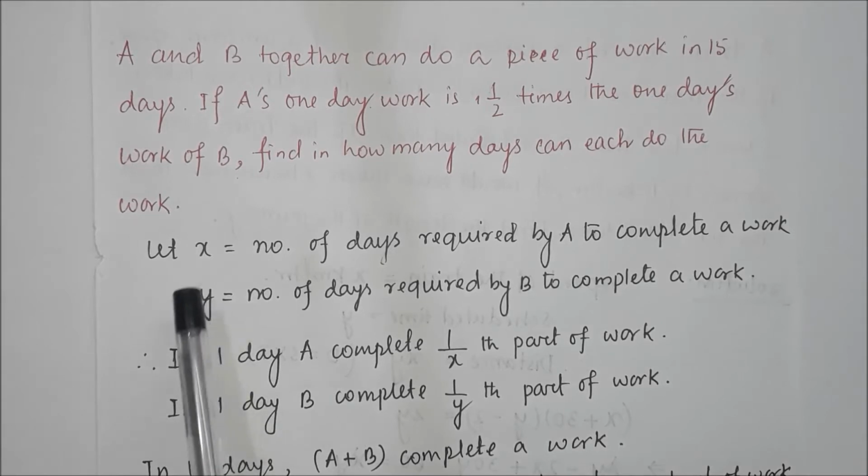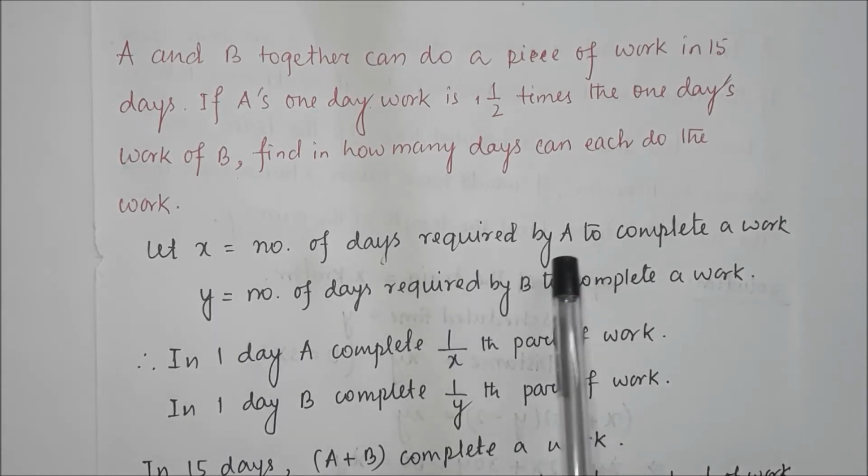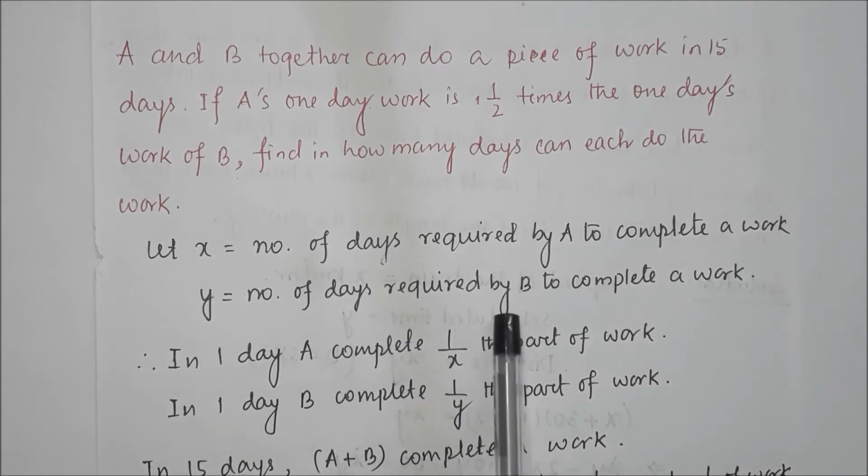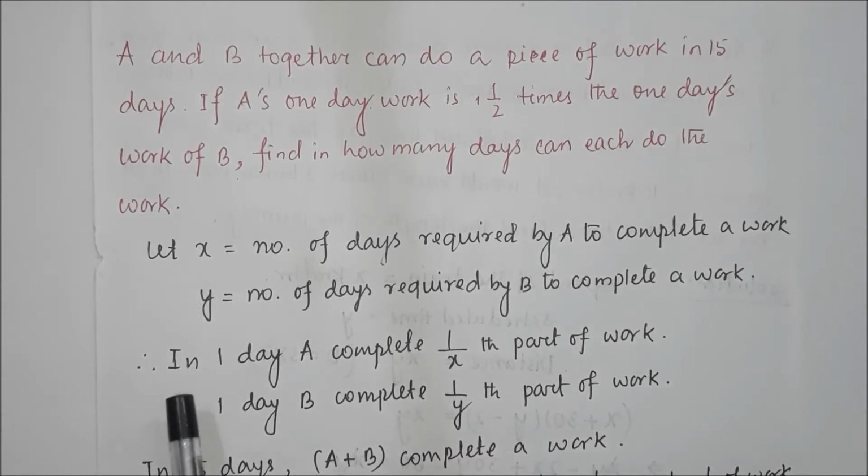So we assume that x equals the number of days required by A to complete the work and y is the number of days required by B to complete the work. If you remember in earlier classes when we solved problems based on time and work, we find out the part of work that will complete in 1 day. In the same way, in 1 day A completes 1 by x part of the work and in 1 day B completes 1 by y part of the work, since they require x and y days respectively to complete the entire work.